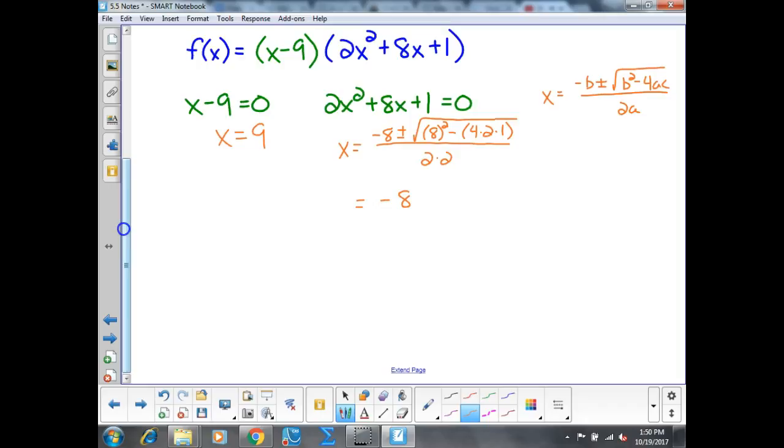Yeah, it's not a special linear factor, so we're probably gonna have to go old school on our division. 8 squared is 64. 4 times 2 times 1 is 8. 64 minus 8 is 56. I'm looking for f of x divided by g of x.